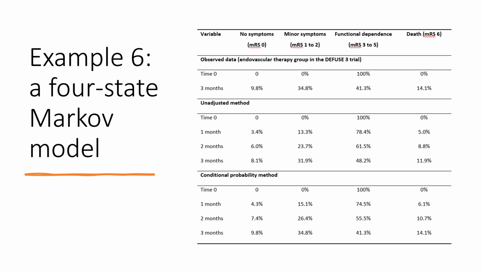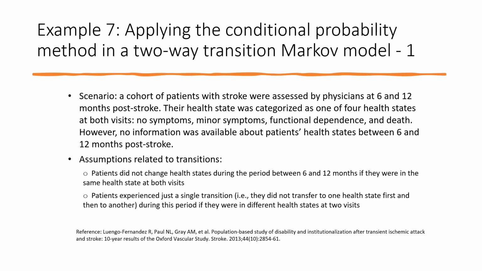We also examined this method in a Markov model with 4 health states using the same example. We did not change the functional dependence and death states, but we did define no symptoms, MRS score 0, and minor symptoms, MRS scores 1 to 2. We ran the 4 health state model using the conditional probability method, and our results were consistent with the observed data.